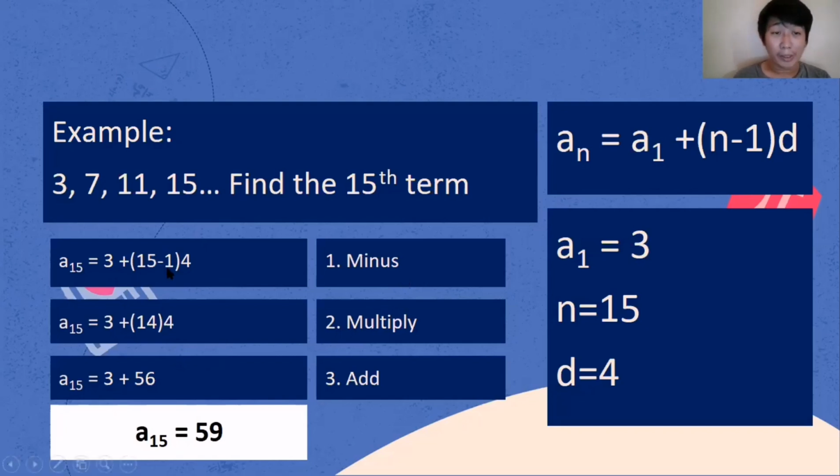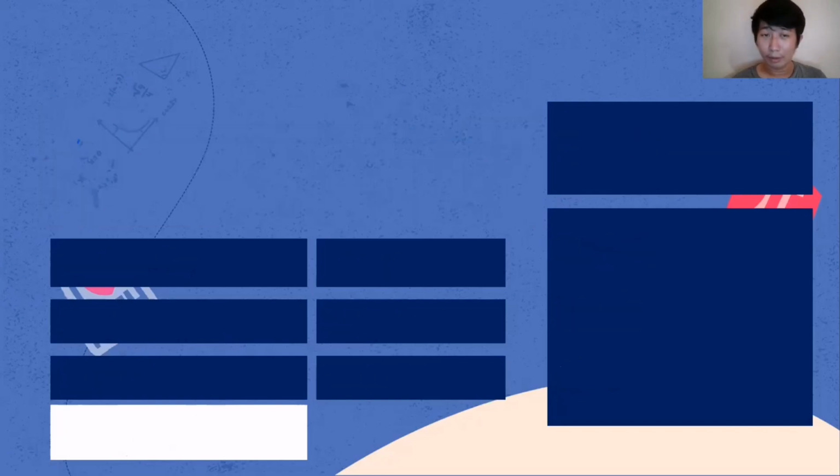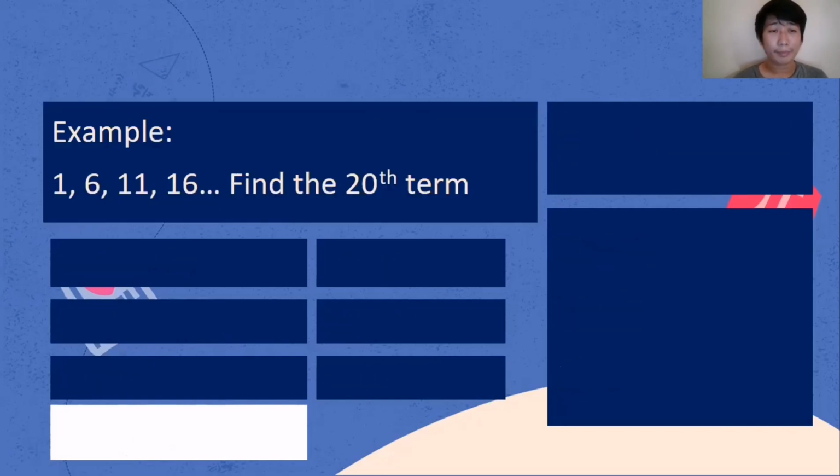The first process in finding the term: minus first, 15 minus 1, that's 14. Then we multiply 4 times 14, that's 56. Then 56 plus 3, that is 59. So our 15th term on the given sequence is 59. I hope you followed. Next example.